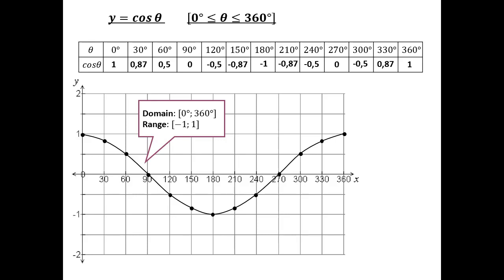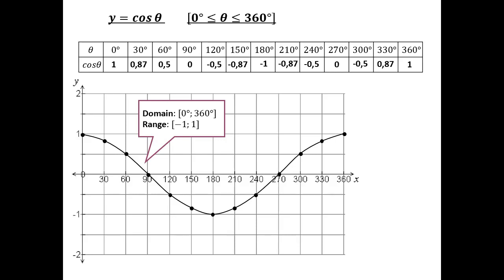The x-intercepts occur at (90 degrees, 0) and (270 degrees, 0). These are the points where the cosine graph crosses the x-axis, meaning the cosine of these angles is equal to 0. The y-intercept occurs at (0 degrees, 1). This is where the graph crosses the y-axis, which happens when theta is 0, and the cosine of 0 degrees is 1.